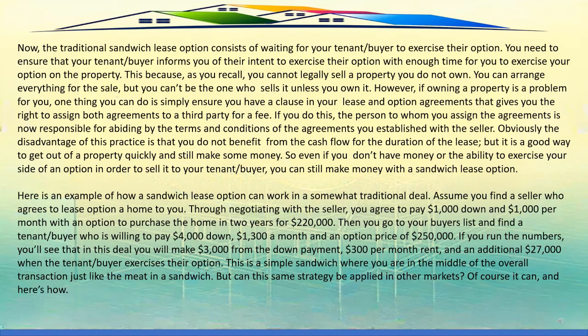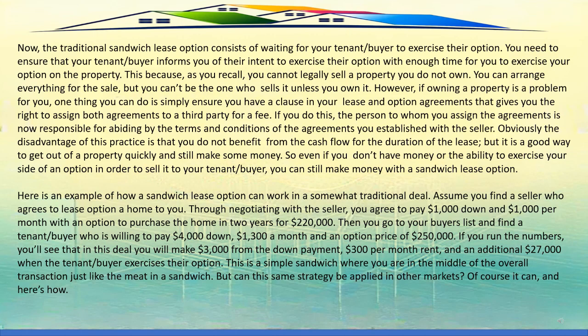Here is an example of how a sandwich lease option can work in a somewhat traditional deal. Assume you find a seller who agrees to lease option a home to you. Through negotiating with the seller, you agree to pay $1,000 down and $1,000 per month with an option to purchase the home in 2 years for $220,000. Then you go to your buyer's list and find a tenant buyer who is willing to pay $4,000 down, $1,300 a month, and an option price of $250,000.